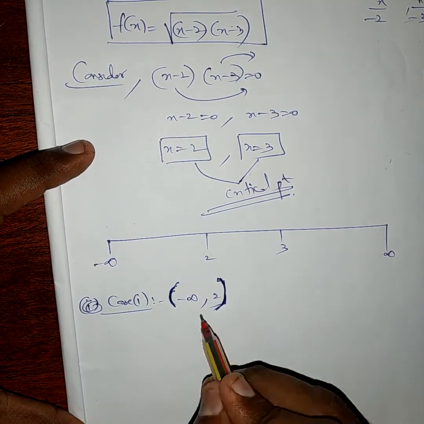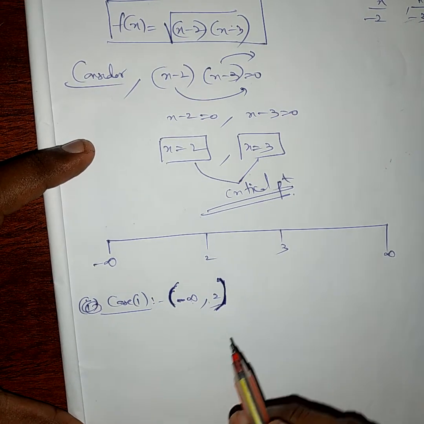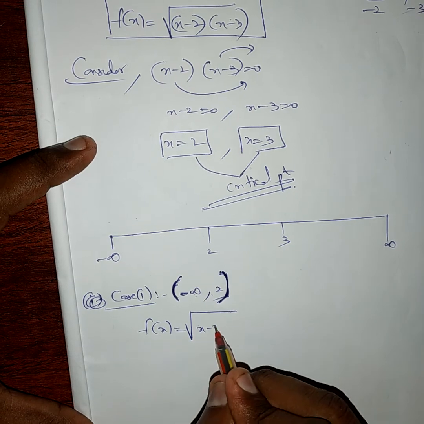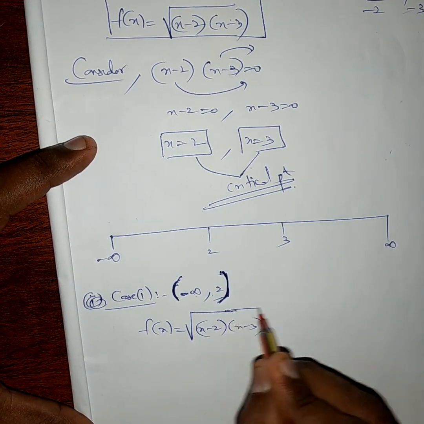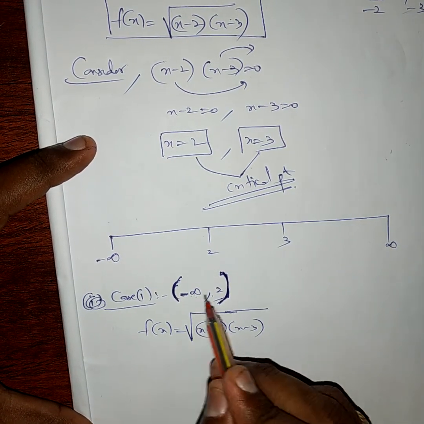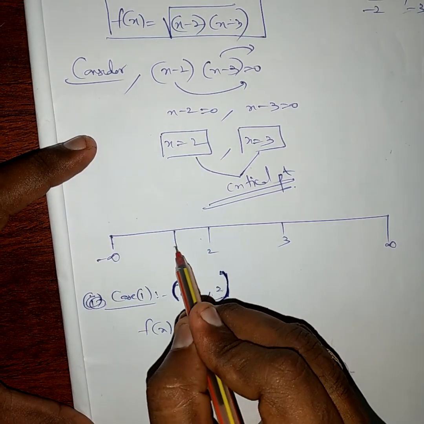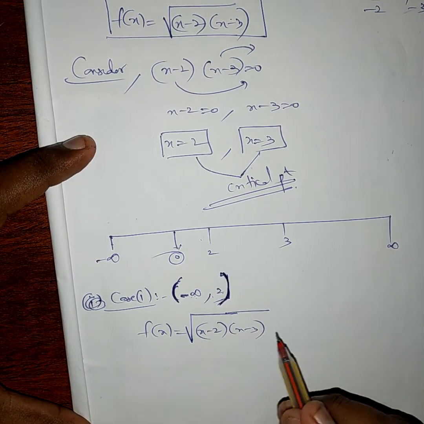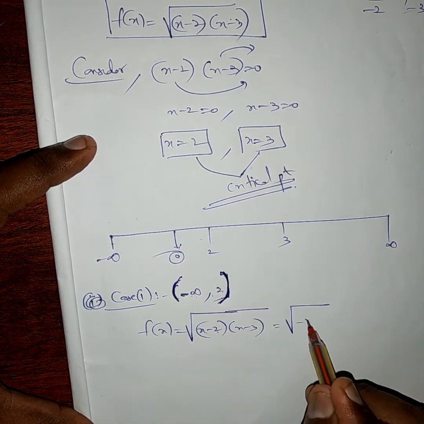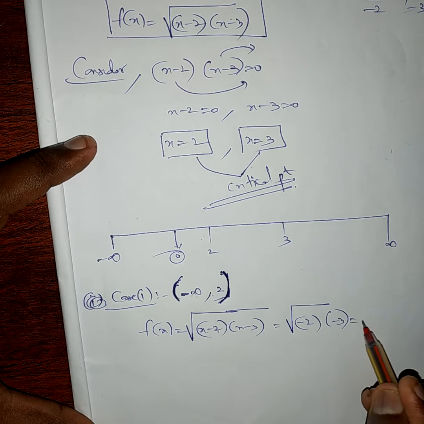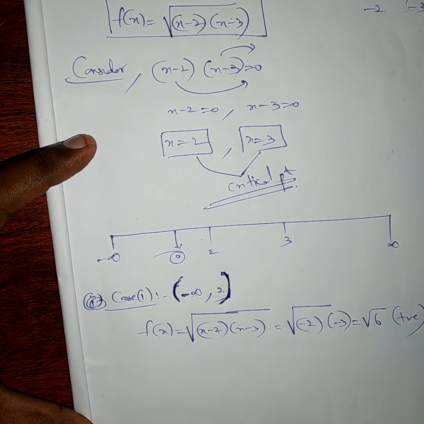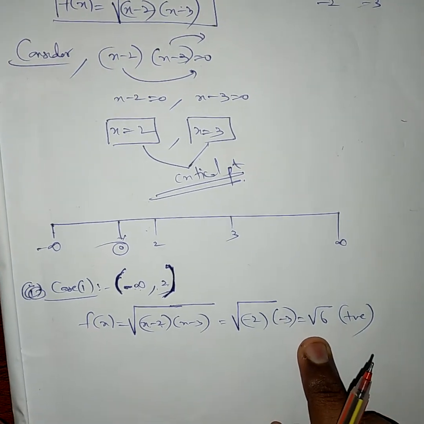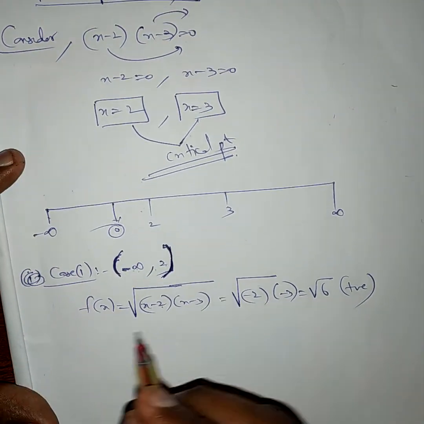Next I am going to take the interval minus infinity comma 2. So f of x is equal to the square root of (x minus 2) into (x minus 3). Between minus infinity and 2, I can take 0. So 0 minus 2 is minus 2, 0 minus 3 is minus 3, and the product is 6, which is positive. Therefore f of x is equal to the square root of 6, a possible value. So this is possible.